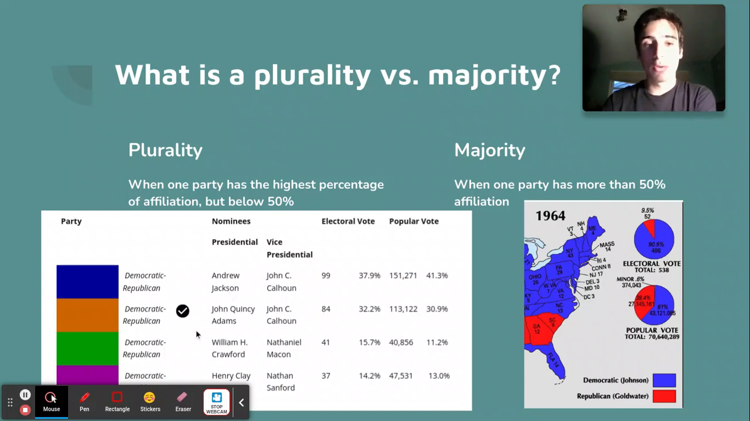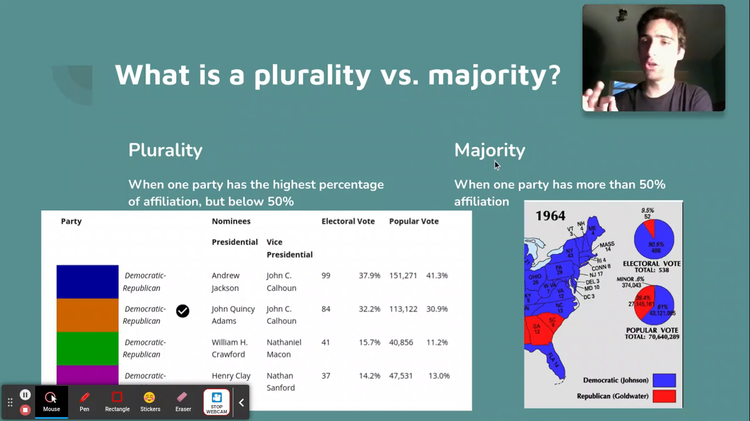So we see here that there were four candidates who split the electoral vote, which meant that Andrew Jackson, who should have won the electoral vote because he had the most, did not breach 50%. And this is because of the other candidates. So we can say that Andrew Jackson in the election of 1824 had won the plurality. He didn't win the majority.